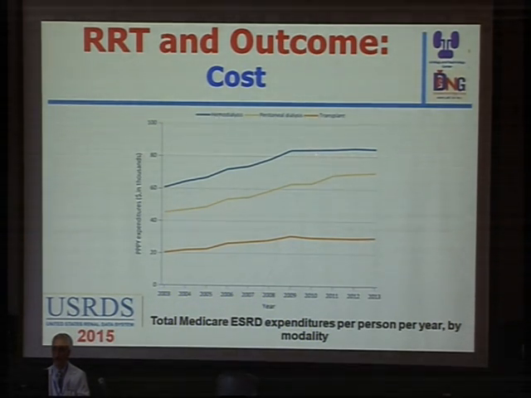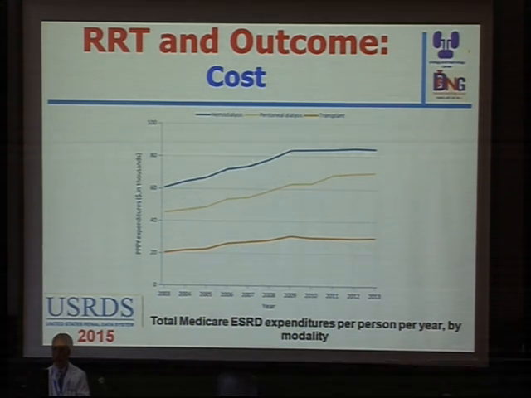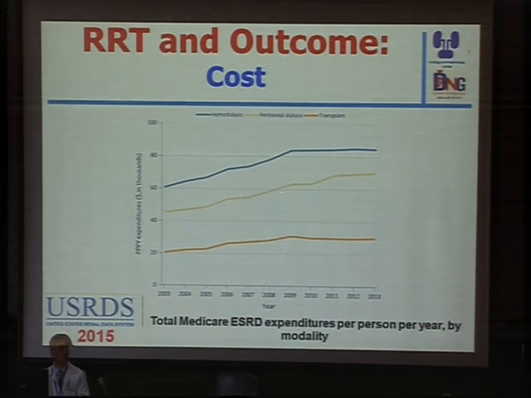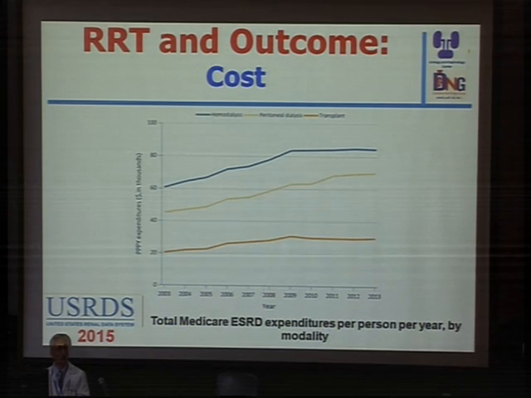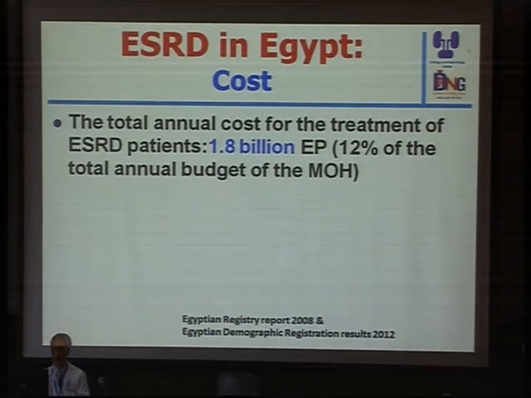And this is a comparison of the different renal replacement therapy modalities regarding the cost. If you look, hemodialysis is the most expensive here in the United States. In our country, the peritoneal dialysis is more expensive than hemodialysis because we don't have fluids or we don't have factory for these fluids. Transplantation is cost-effective in treating end-stage kidney disease patients. And this is some data from the Ministry of Health from Egypt.